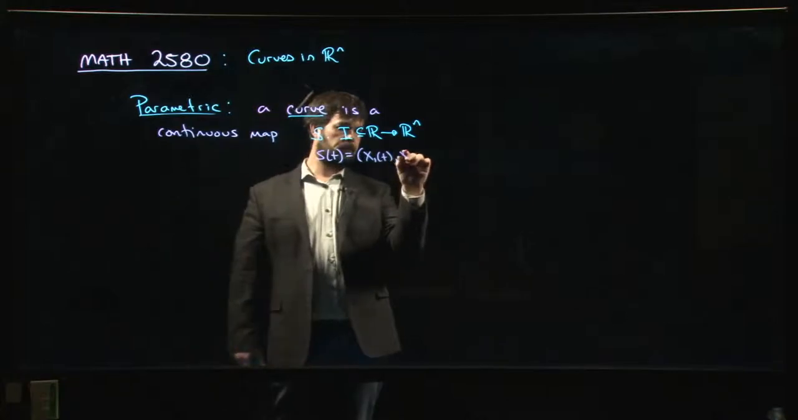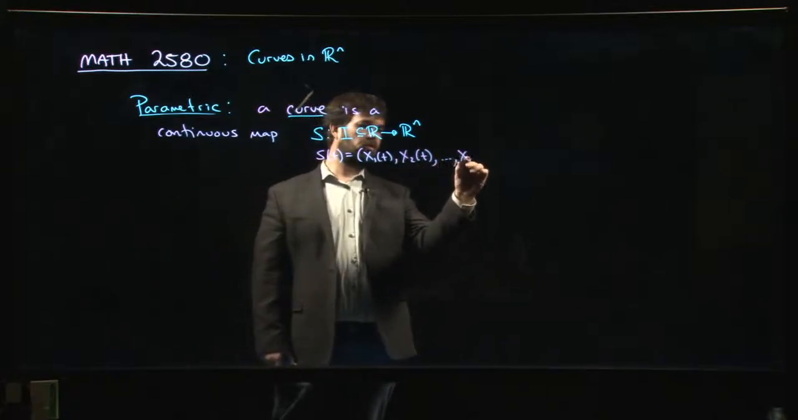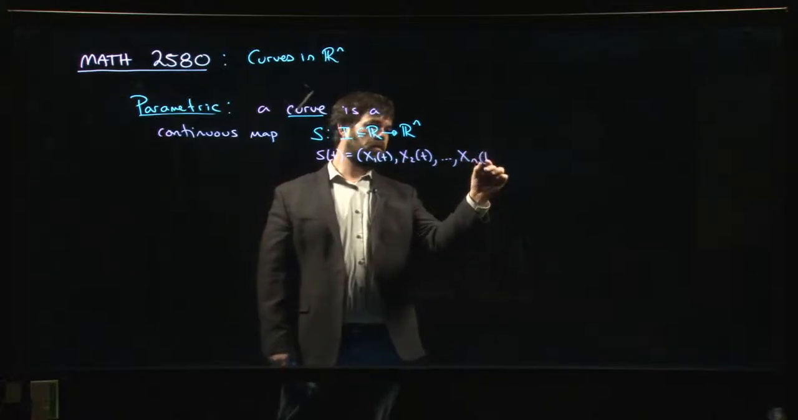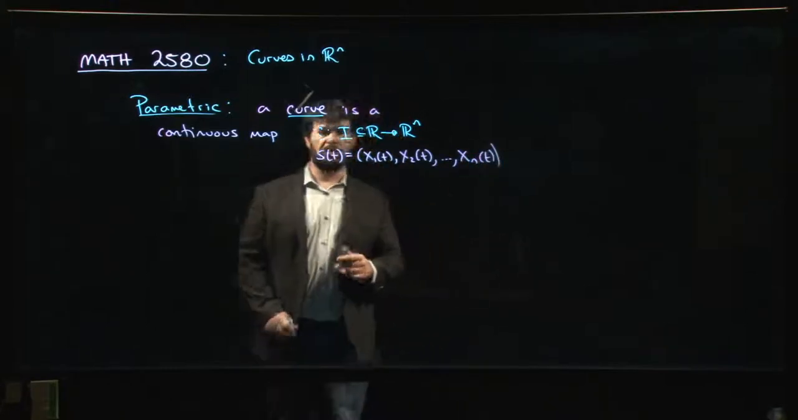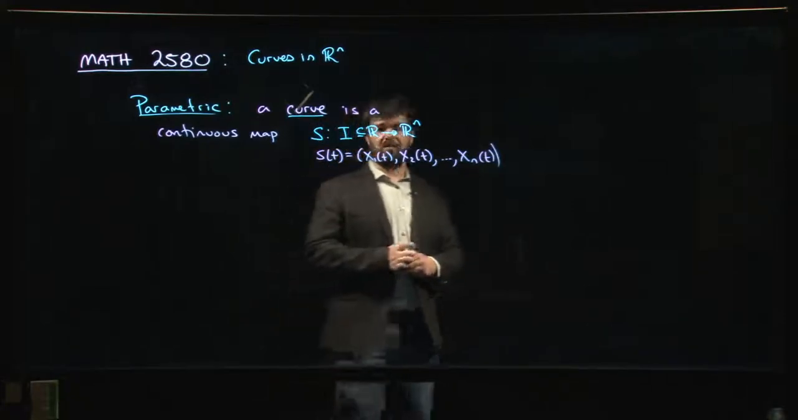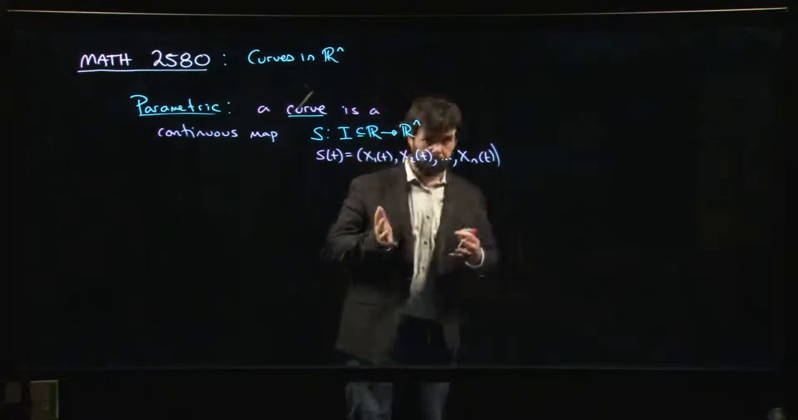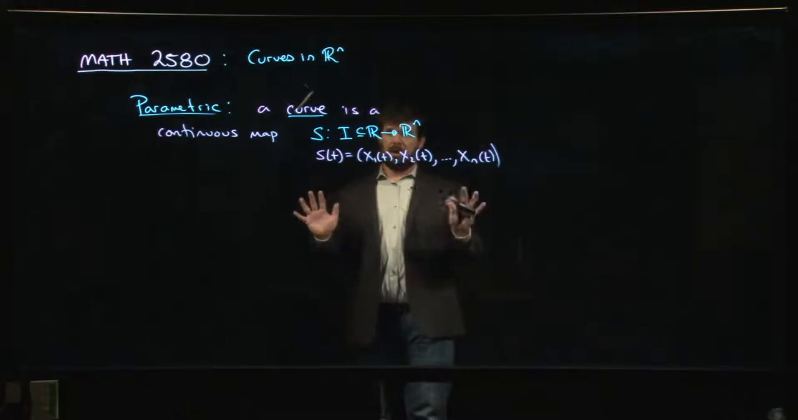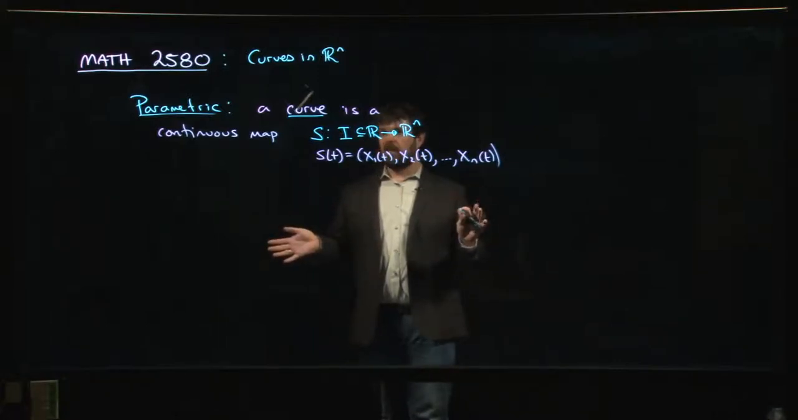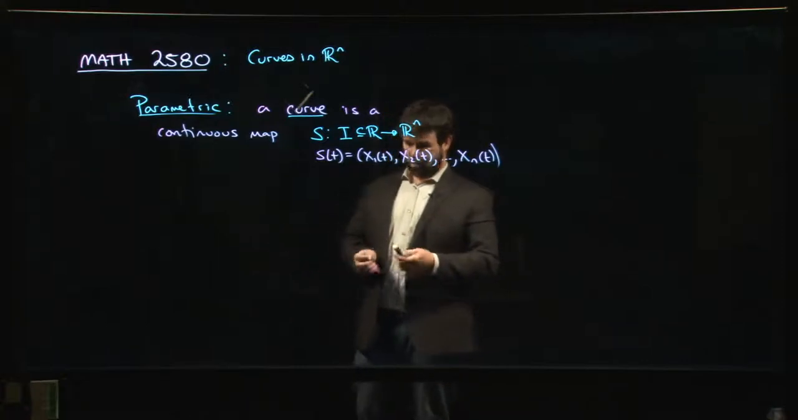x2 of t, in general down to xn of t, but of course we're generally working with n equal to either 2 or 3, so we might write this as x of t and y of t, or maybe x of t, y of t, z of t, if we're in R3, right? So this is the basic idea of a parametric curve. At minimum, it should be continuous, but generally we want it to also be smooth.